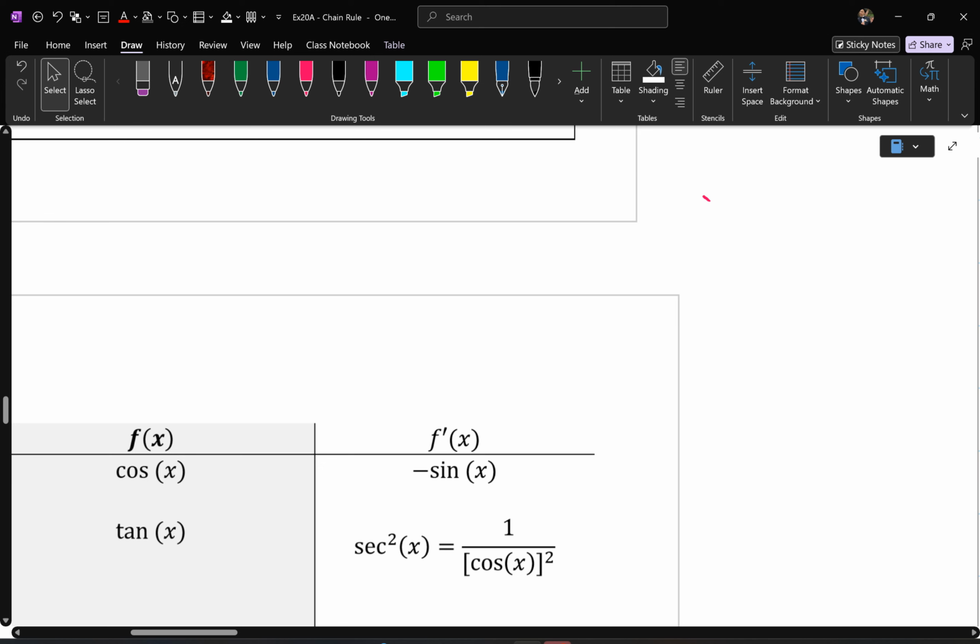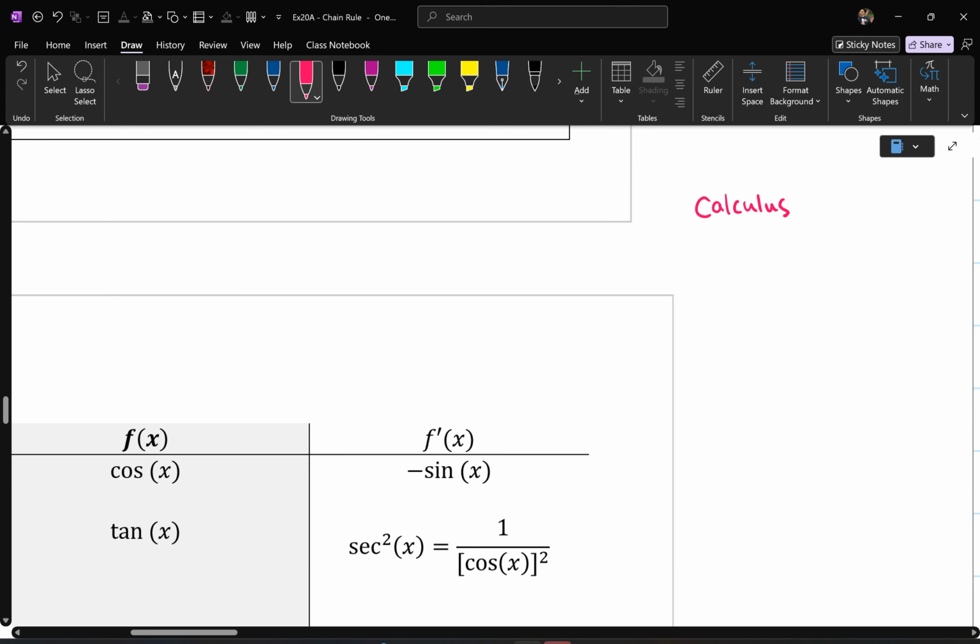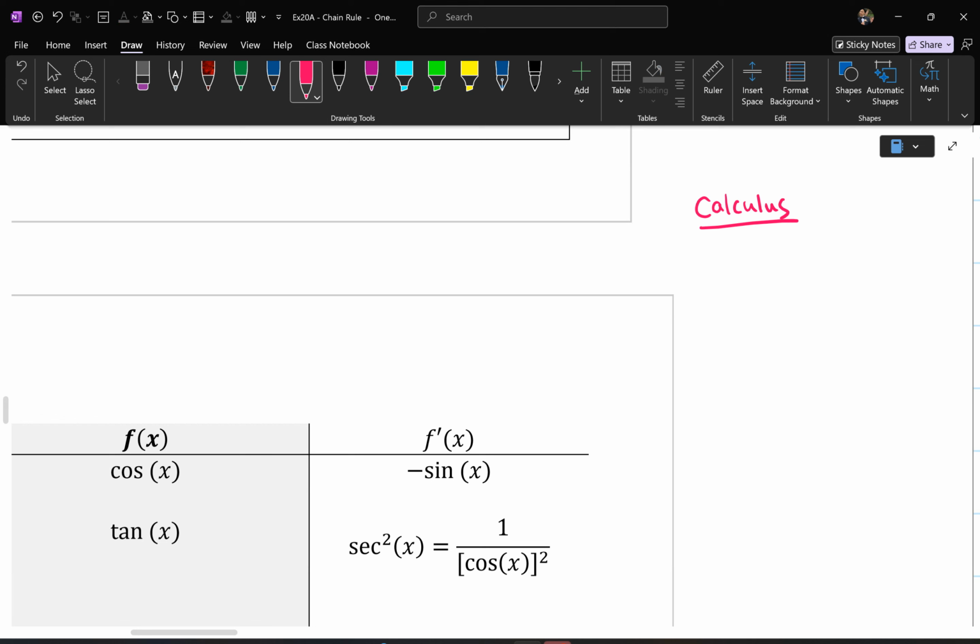Calculus. I'm just on the right side. You don't have to write this down. It's just trying to put a bigger picture for you. Calculus is the study of gradients. Literally, everything that you understand about gradients in Year 9 is what we're doing.